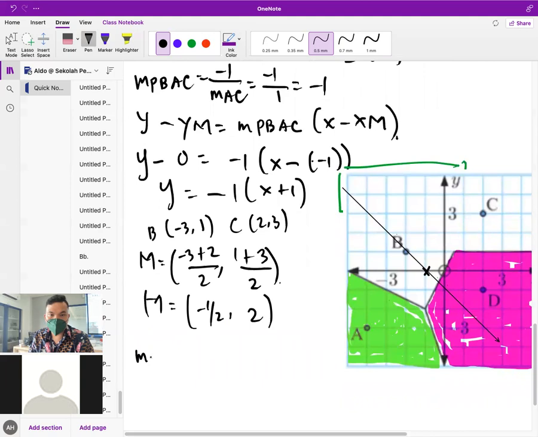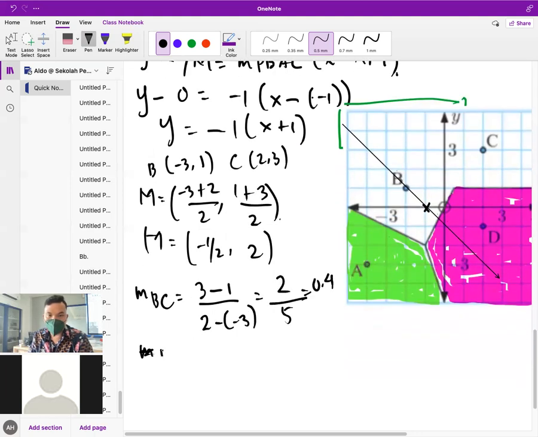So M_BC is equal to y2 minus y1, 3 minus 1 over 2 minus 3, 2 over 5. So 0.4. So M_BC is equal to, no, M perpendicular to BC is minus 1 over 2 over 5. So basically becoming minus 5 over 2 or minus 2.5.